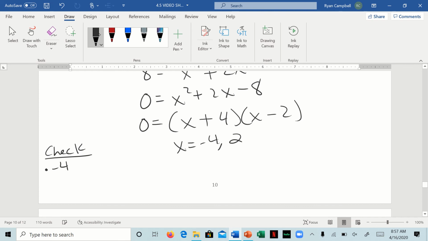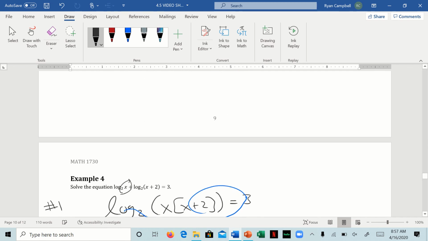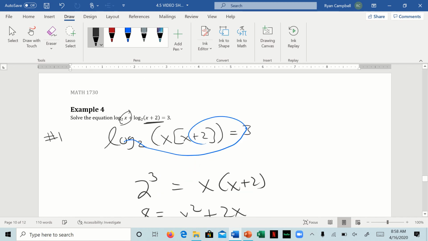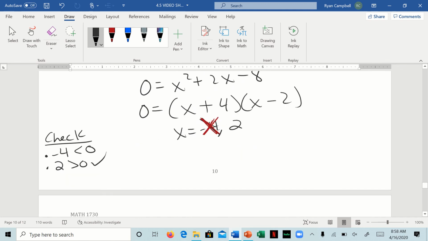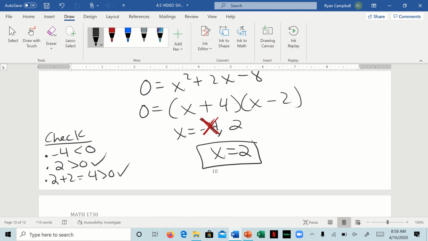Checking -4. Is -4 less than 0? Yep. So -4 cannot be an answer. 2 is greater than 0, so we're all good there. So we gotta check the other one, right? So x plus 2. So 2 plus 2 is 4. 4 is positive, so that's okay too. So we see that our final answer is x equals 2.